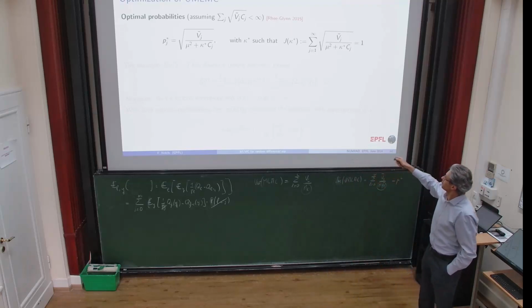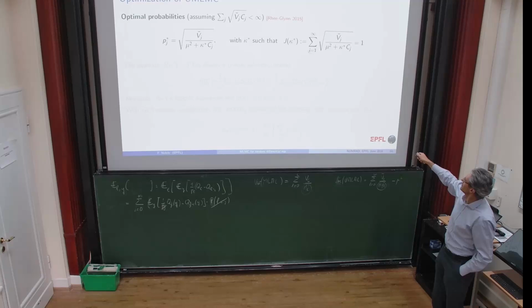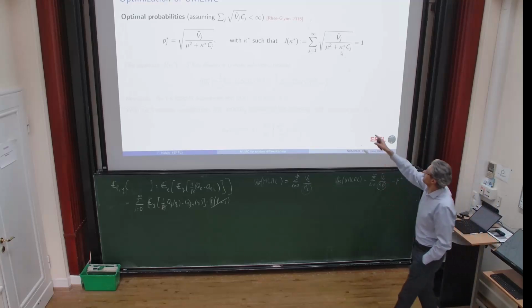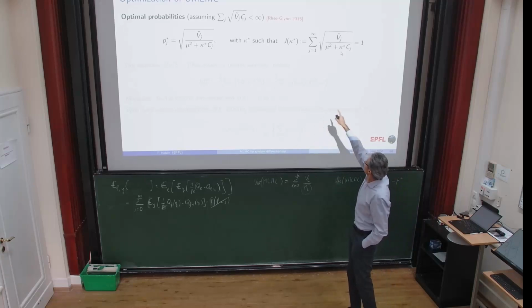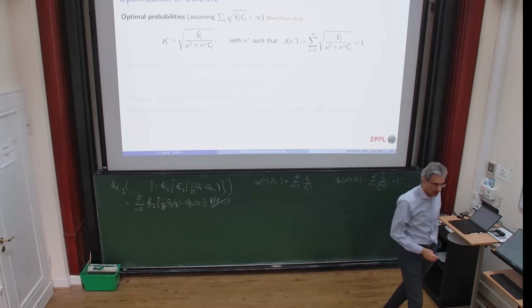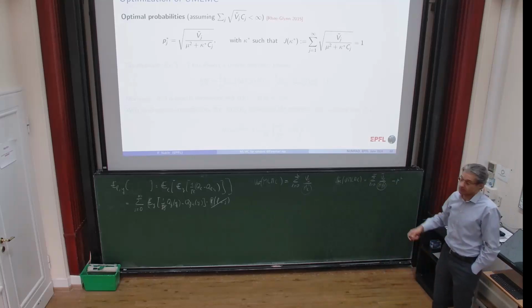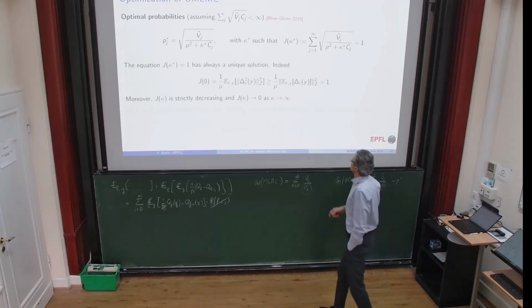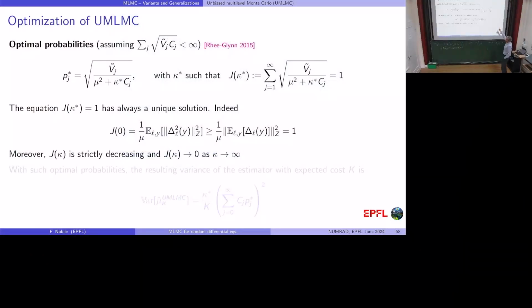It means that you have to solve this equation here to find the right value k star. So if you forget about the mu square, we would get essentially the same formula as for Multilevel Monte Carlo. But if you keep the mu square, okay, it's slightly more complex and you have to solve that equation. Equation which, by the way, always has a solution. You can show because it is decreasing in k star.